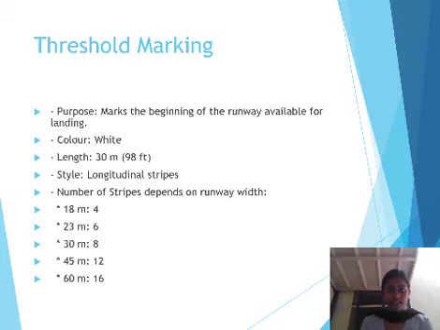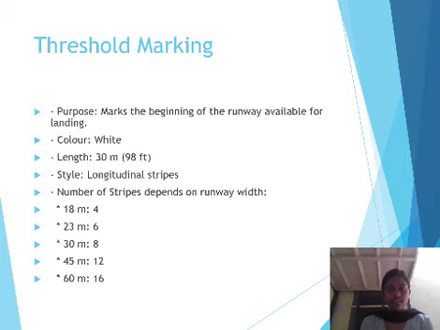So next is threshold marking. Threshold marking is a mark at the beginning of the runway available for landing. Its color is also white. The length is 30 meter, which converts to 98.98 feet. The style is longitudinal stripes, and the number of stripes depends on the runway width. For 18 meters, there are 4 stripes; for 23, 6 stripes; for 30 meter, 8; for 45, 12; and for 60 meters, 16.